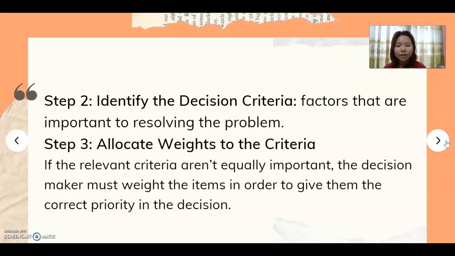Then we identify the decision criteria, which means the factors that are important to resolving the problem. And then if the relevant criteria aren't equally important, the decision maker must weigh the items in order to give them correct priority. For example, a student may prefer an affordably priced laptop, while an officer may want their laptop to be higher quality with more memory storage.